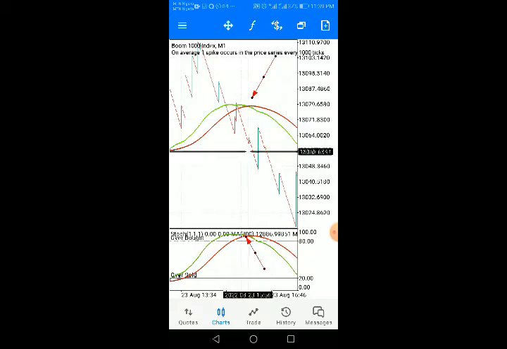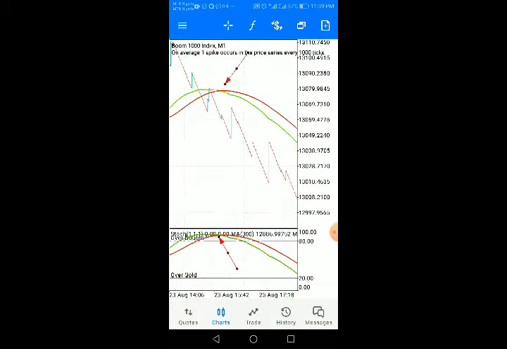So let's say you are entering from around here, from this place. Now you're entering for sell. So that is your entry point. So the next thing is to now look to understand where to exit the market.